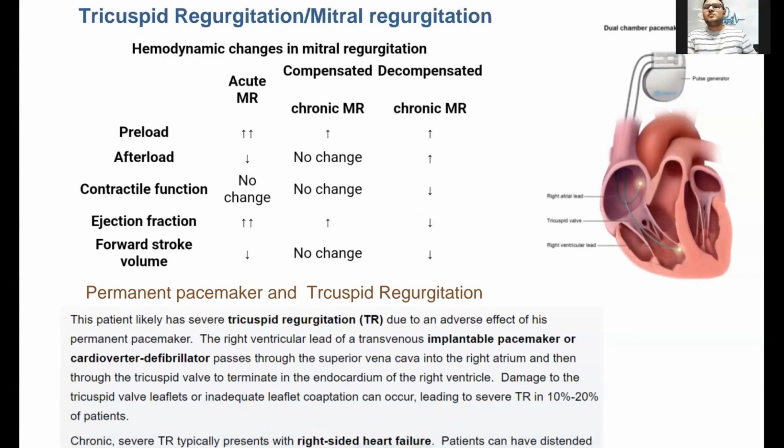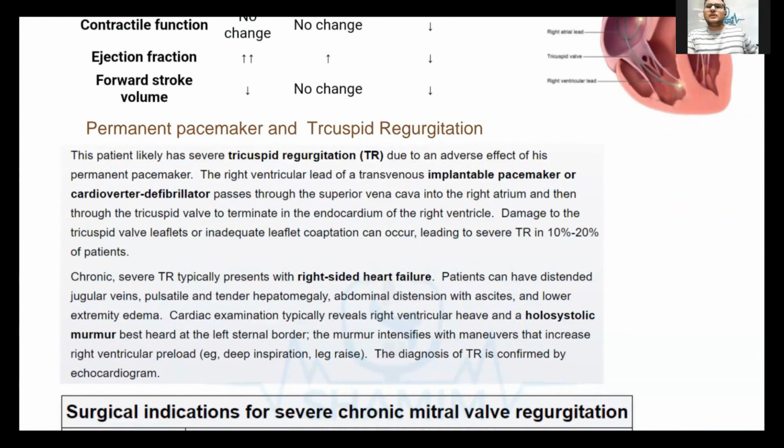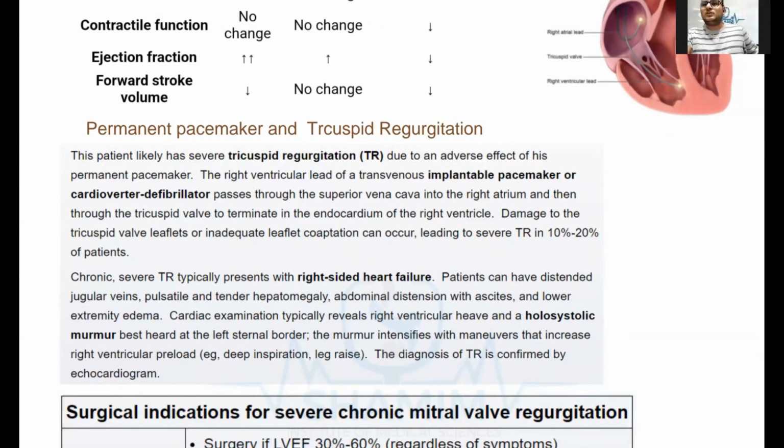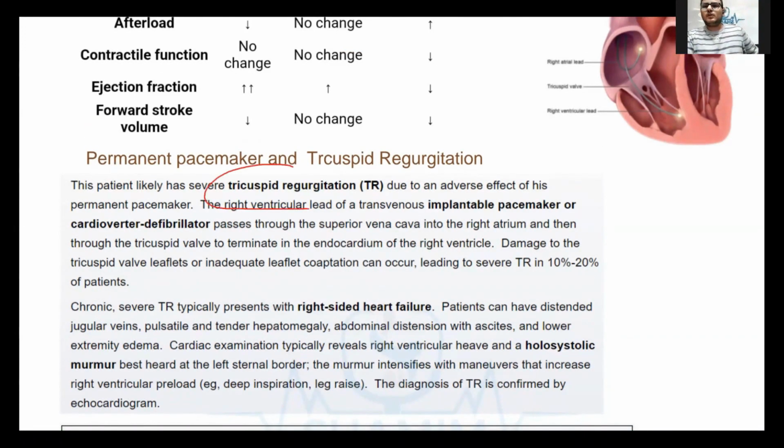परमानेंट पेसमेकर का ट्राइकस्पिड के साथ क्या रिलेशन है? जब हम पेसमेकर डालते हैं, पेसमेकर डालने की एक कॉम्प्लिकेशन हो जाती है, वो है ट्राइकस्पिड रिगर्जिटेशन. It is actually the adverse effect of the permanent pacemaker. If you have a question: a patient who has been placed a permanent pacemaker 2 years back, which of the following is the most likely complication you see after 2 to 5 years later? So complication: tricuspid regurgitation. You must know this only, nothing else.